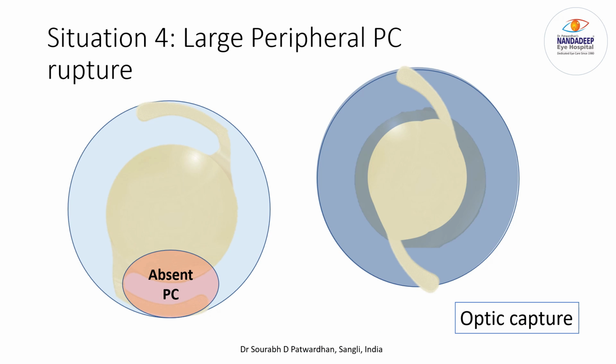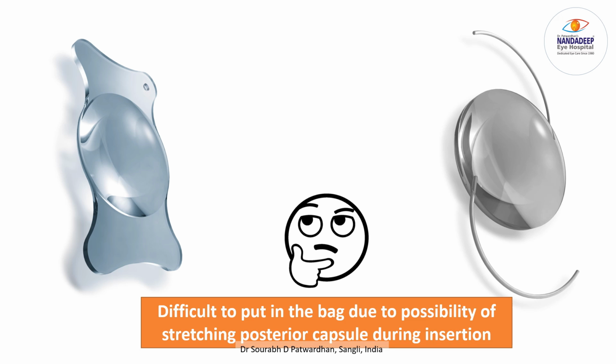Now, in case of a large peripheral PC rupture, there is another option of doing optic capture. For this, three-piece IOLs are best suited, but certain other IOL designs can also be used on a case-to-case basis. So that can also be one of the options, to place the optic in the bag while the haptics lie in the sulcus.